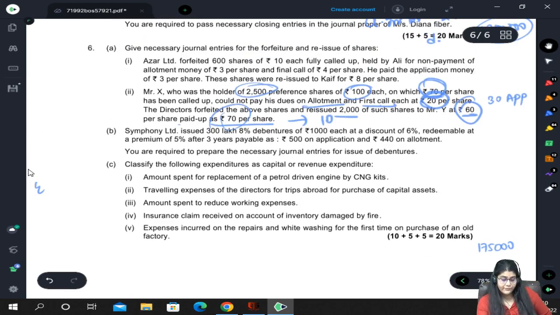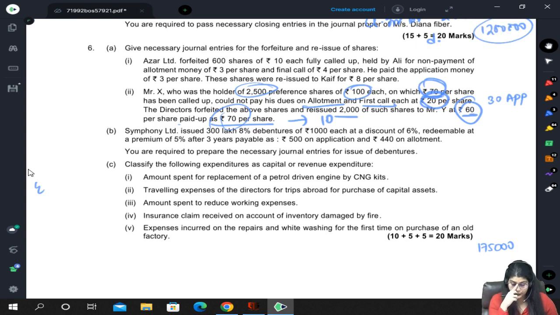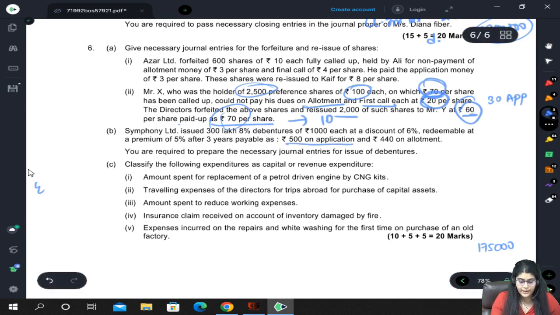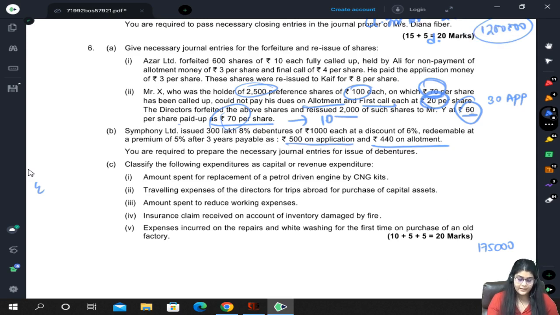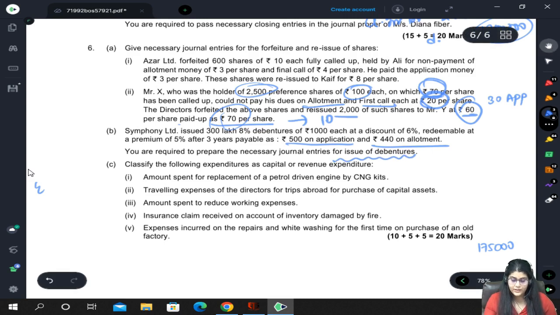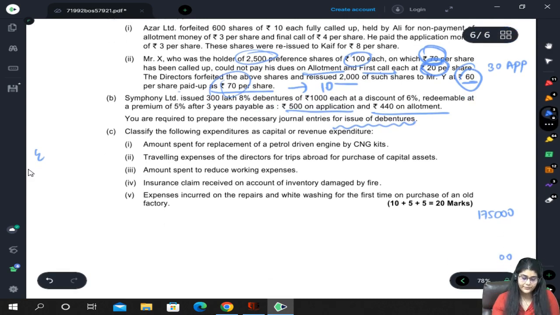6B, Symphony Limited issued 300 lakh 8% debentures of 1000 each at a discount of 6%, redeemable at a premium of 5% after 3 years, payable as Rs. 500 on application and 440 on allotment. You are required to prepare the necessary journal entries for issue of debentures. So first of all, application dekhte hain.